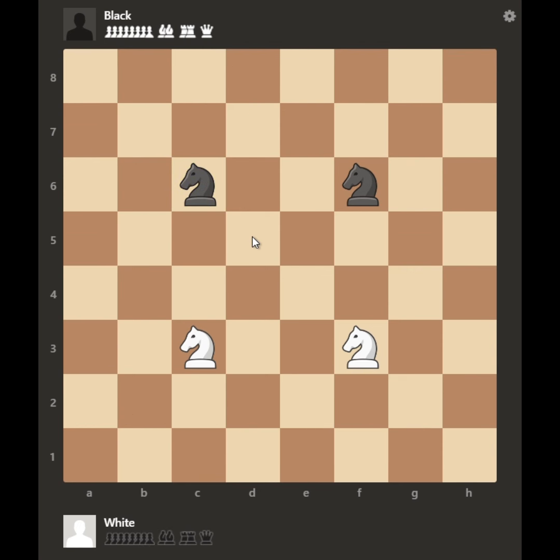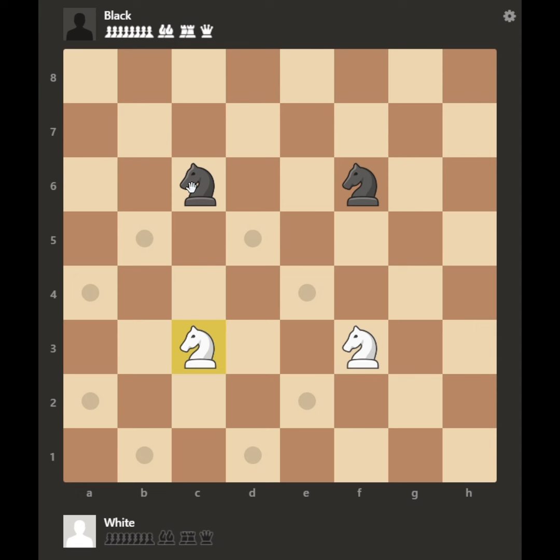I will show the board with only the knights by removing all the other pieces. These are the locations of the knights. One white knight is in c3 and the other white knight is in f3. The black knight is in f6 and the other black knight is in c6. First, you should memorize these 4 coordinates or notations.